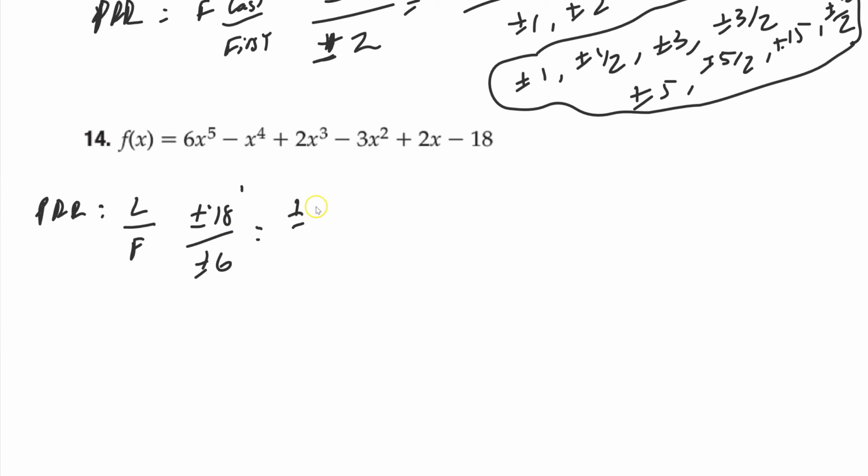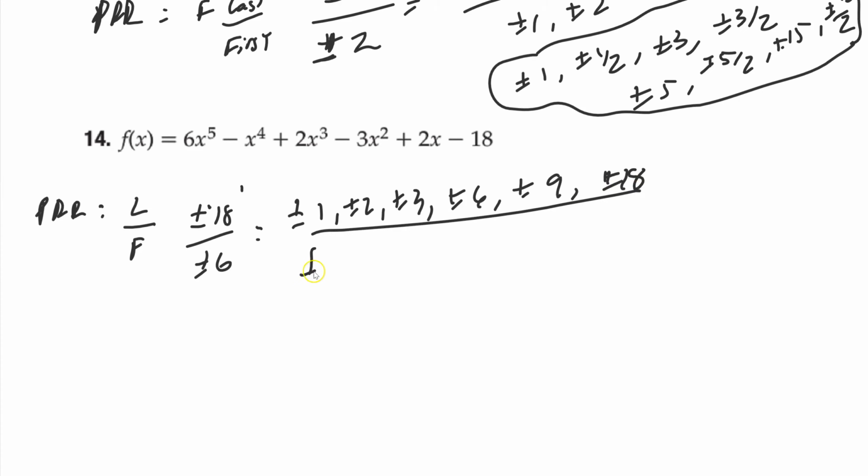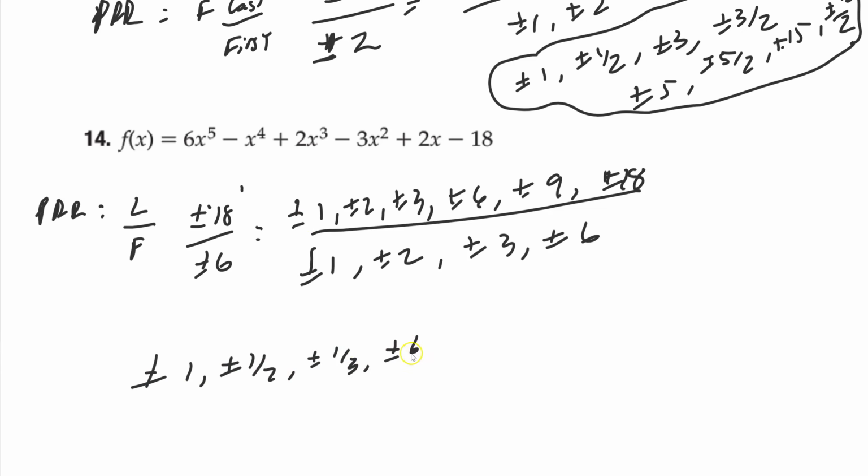So all possibilities of 18 are 1, 2, 3, 6, 9, and 18. All the possibilities of 6 are 1, 2, 3, and 6. Right? So again, you cannot reduce. It doesn't work that way because we're talking about the factors of it, and the factors of it are not going to automatically reduce. So we have that, and then you do all the possibilities. So 1 over all of those, so it'll be 1, 1/2, 1/3, 1/6.